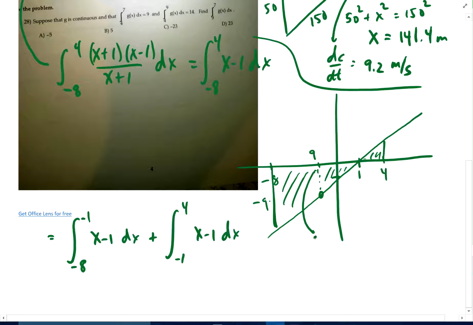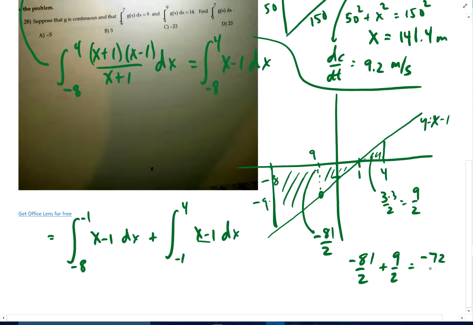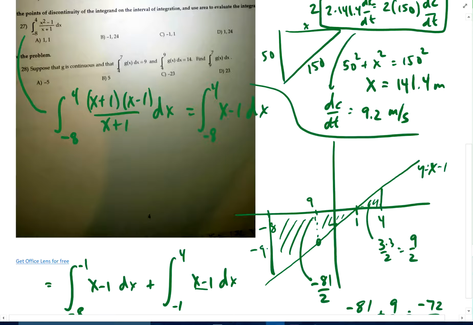9 times 9 is 81, so negative 81 over 2. And this height here, 3 is the base, and the height is 4 minus 1 because the line is x minus 1. So 3 times 3 over 2, or 9 over 2. So it'd be negative 81 over 2 plus 9 over 2, which is negative 81 plus 9, negative 72 over 2.